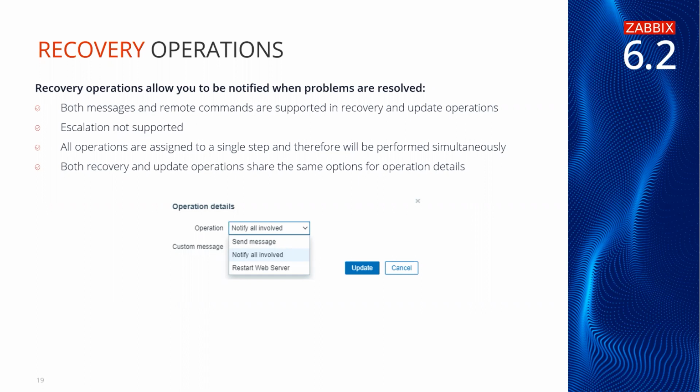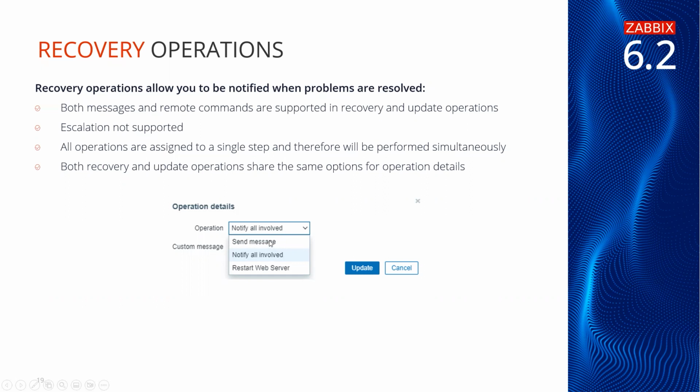Instead, our operations are assigned to a single step and therefore will be performed simultaneously. So if you want to run a script and send a message at the same time, both will be executed in one single step. Those two operations will be executed in one single operation. And both recovery and update operations share the same options for operation details. And here you can see an example of what you can do.